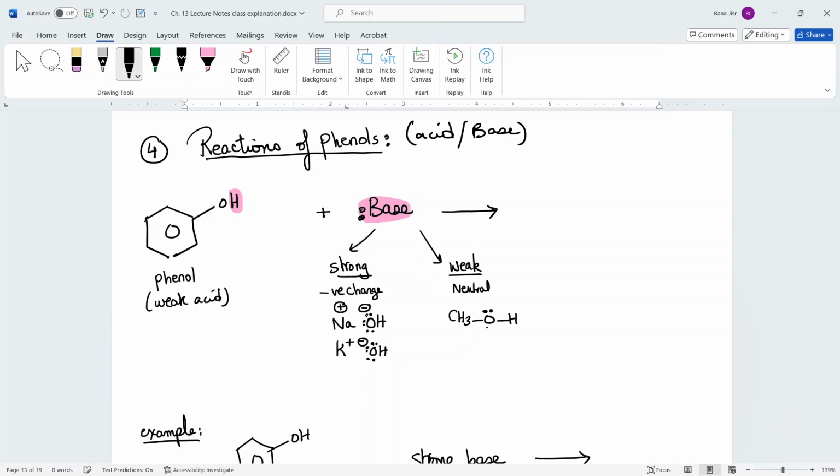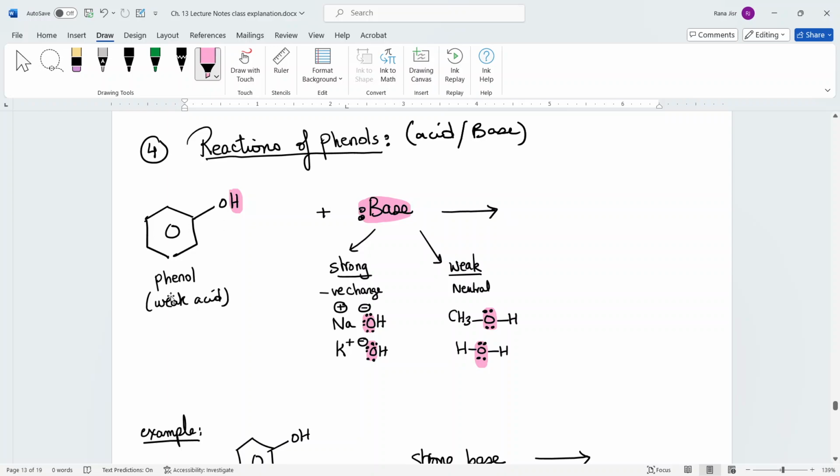So methanol here, your basic site is always the lone pair site. So the oxygen is the base, but because this oxygen has a zero charge, we call it a neutral weak base. If this oxygen has a negative charge, we call it a strong base. Same thing for, let's say, water. Water has lone pairs on the oxygen, so your basic site is the oxygen, however it is neutral, so it is going to be a weak base. And this is how you differentiate between a weak base and a strong base.